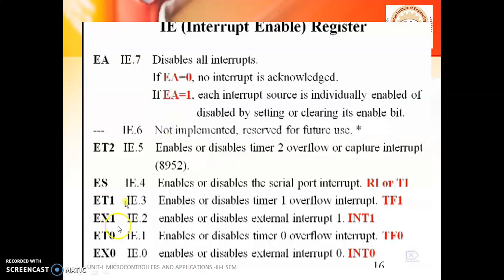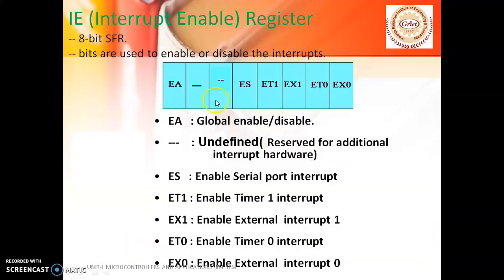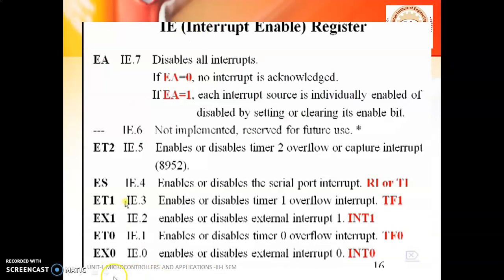See, the same thing we have taken as a bit addressable register. This register is bit addressable. When I say bit addressable, we can access the individual bits. If you see these individual bits, we say interrupt enable dot 0 to interrupt enable dot 7. So in total we have 8 bits: IE.0, IE.1, IE.2, IE.3, IE.4 and so on.